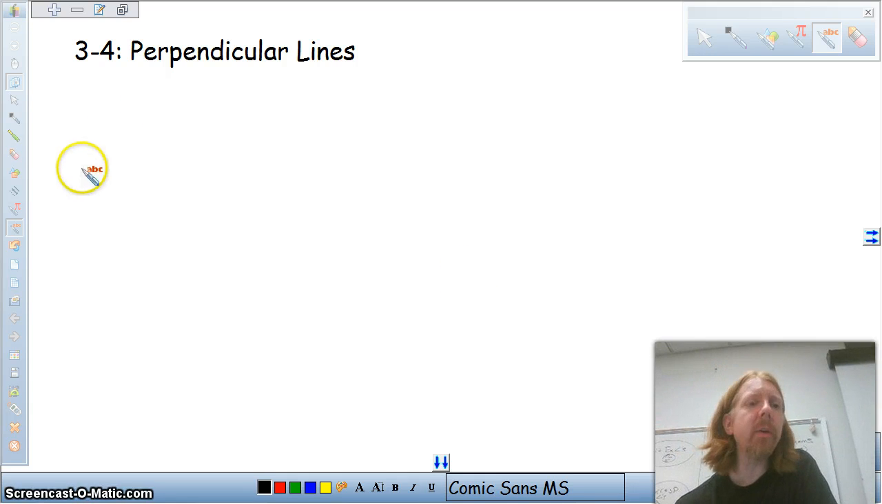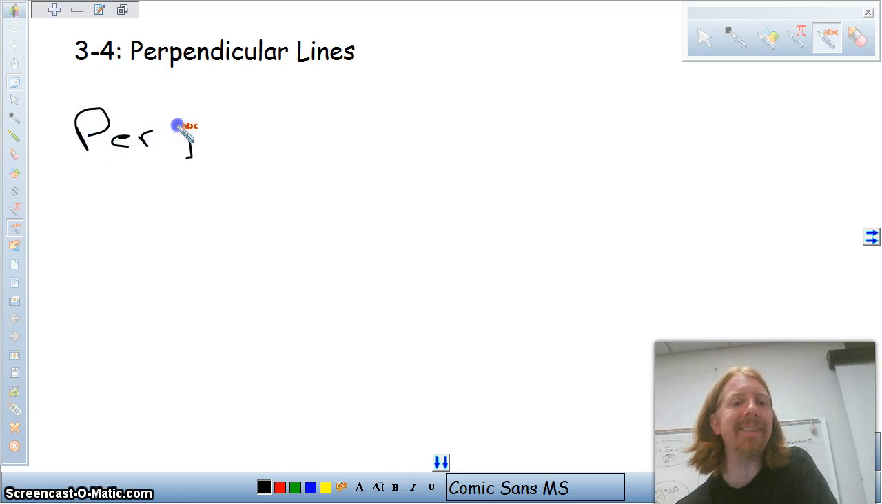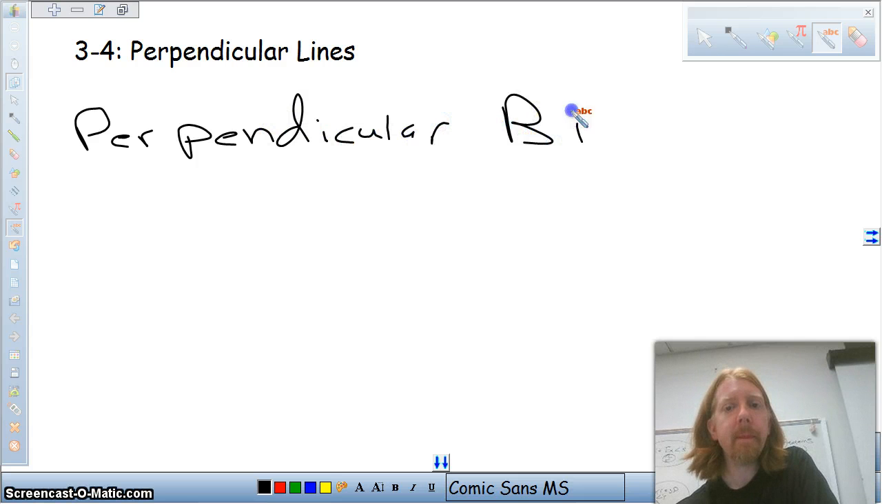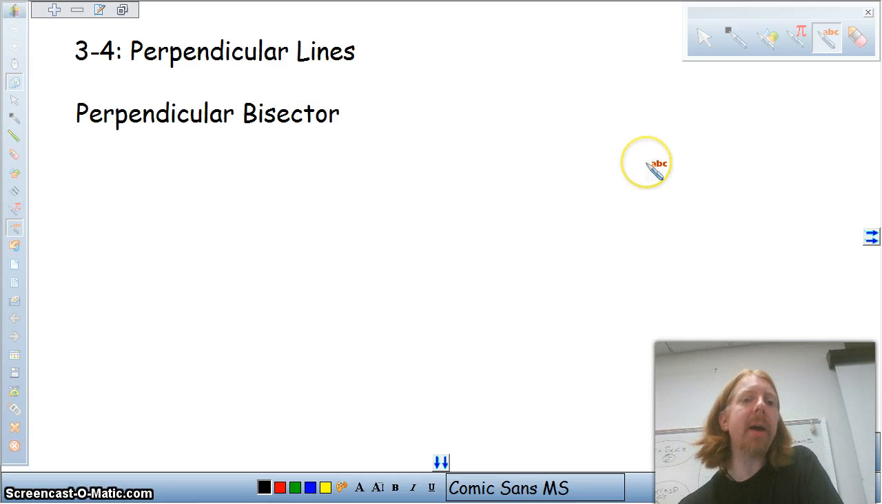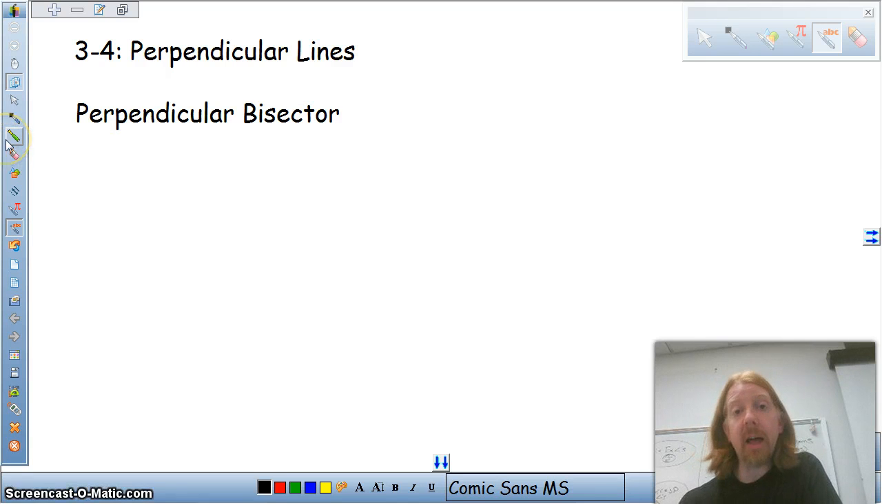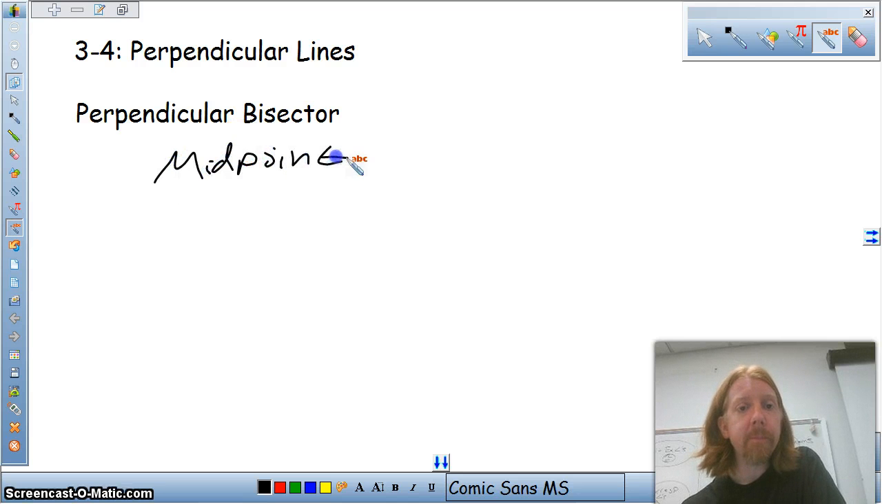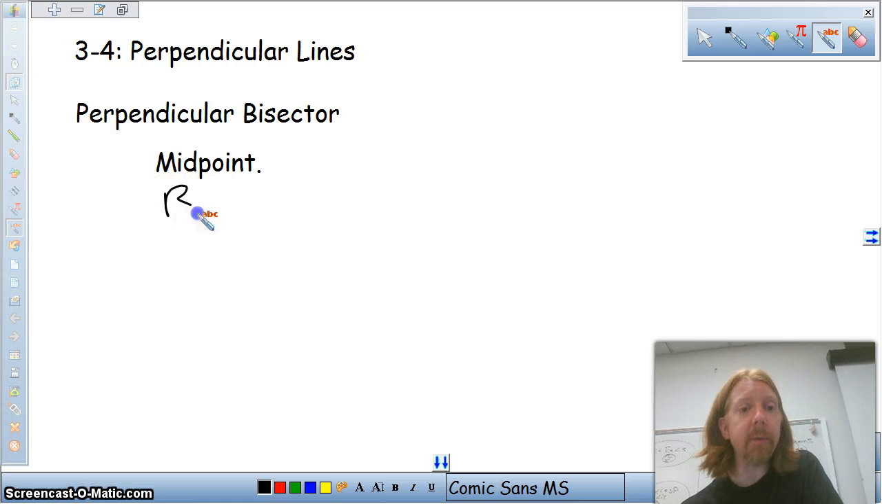Before we get too far down the line, though, we need to talk about the term perpendicular bisector. When we talk about perpendicular bisector, we're looking at a specific line or segment that intersects another one at a right angle and through the midpoint. So let's get some of those highlights written down. First of all, it has to include the midpoint. It also has to hit at a right angle or be perpendicular.